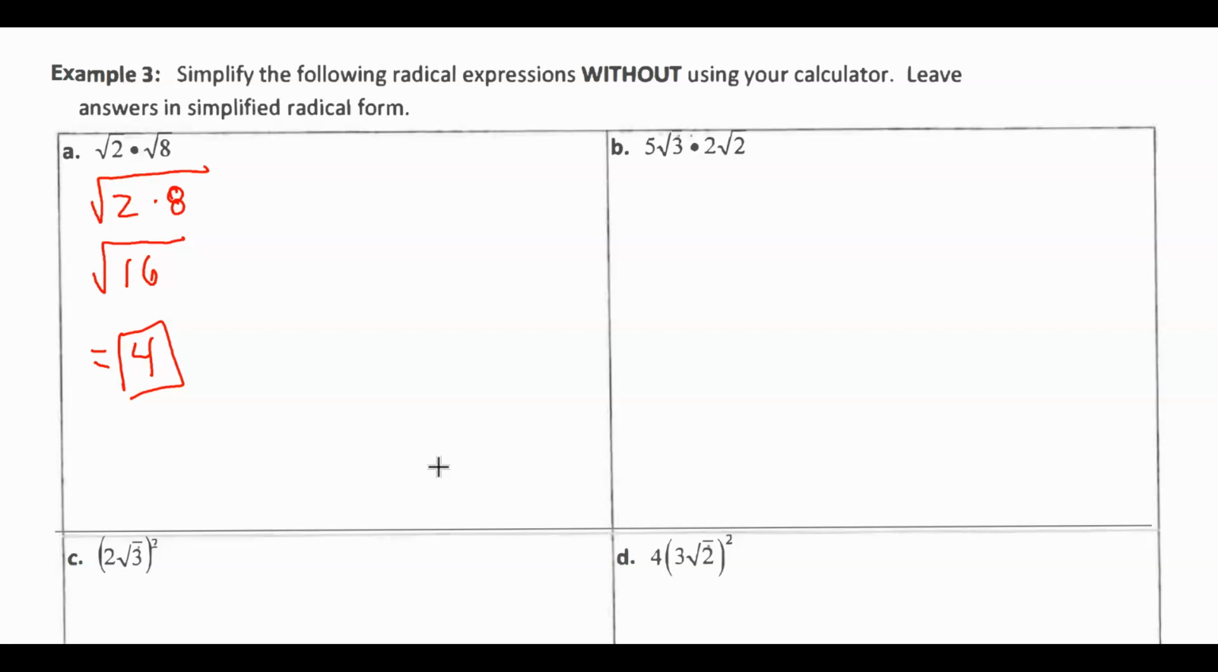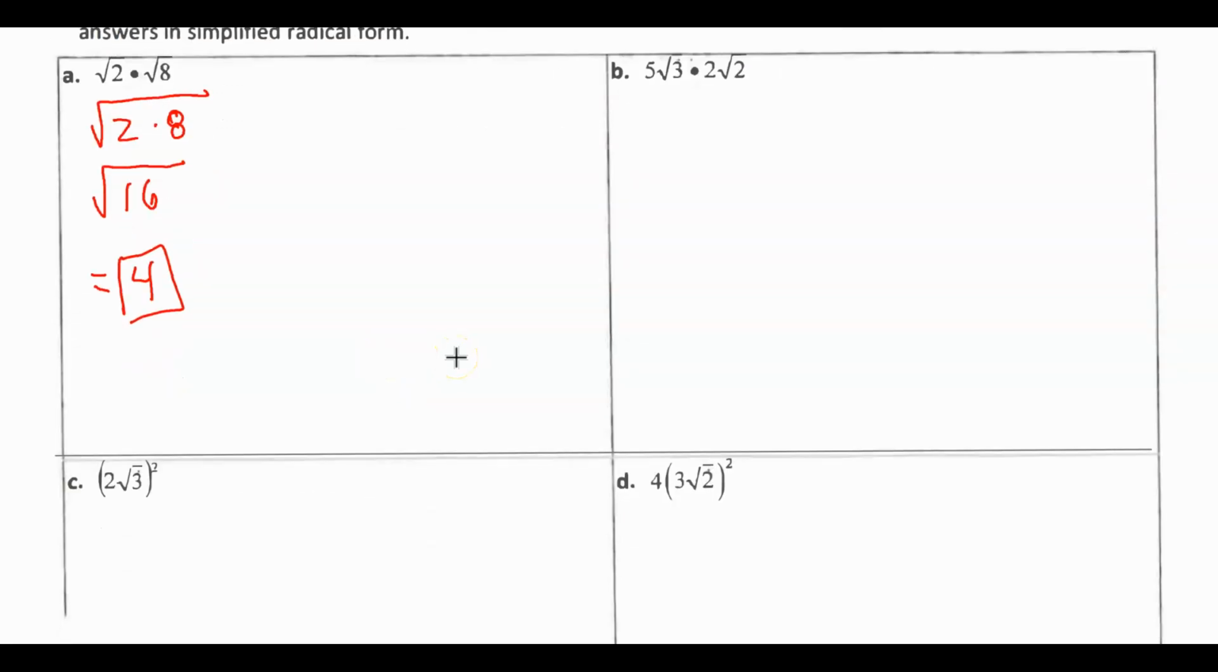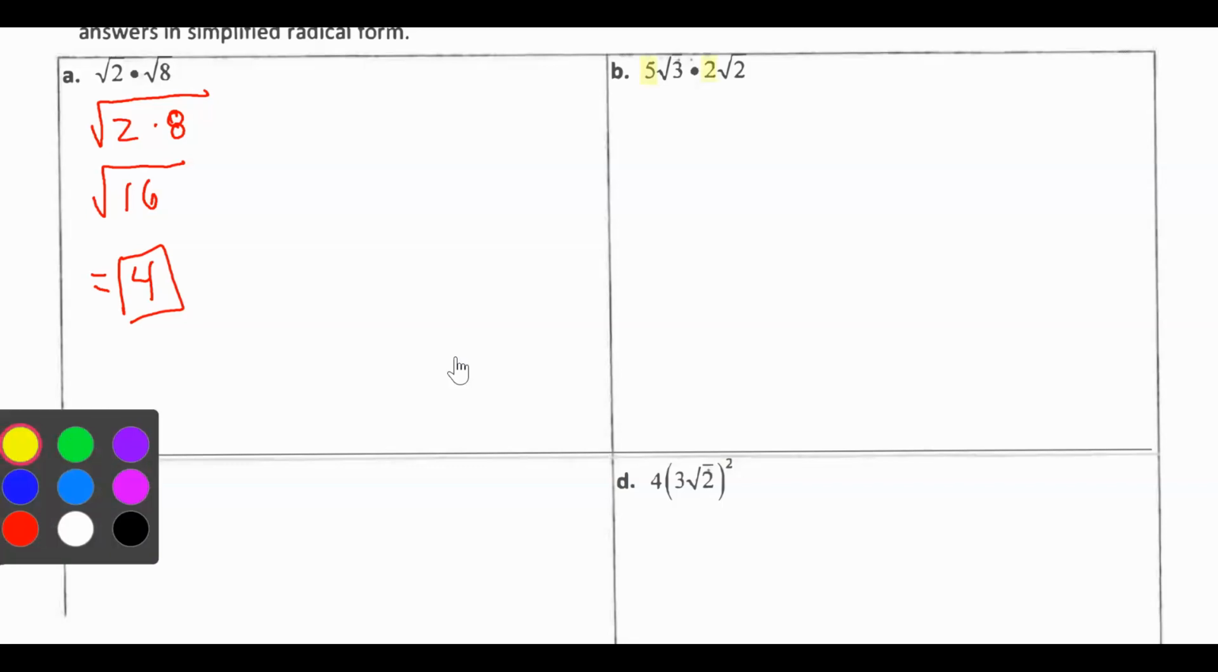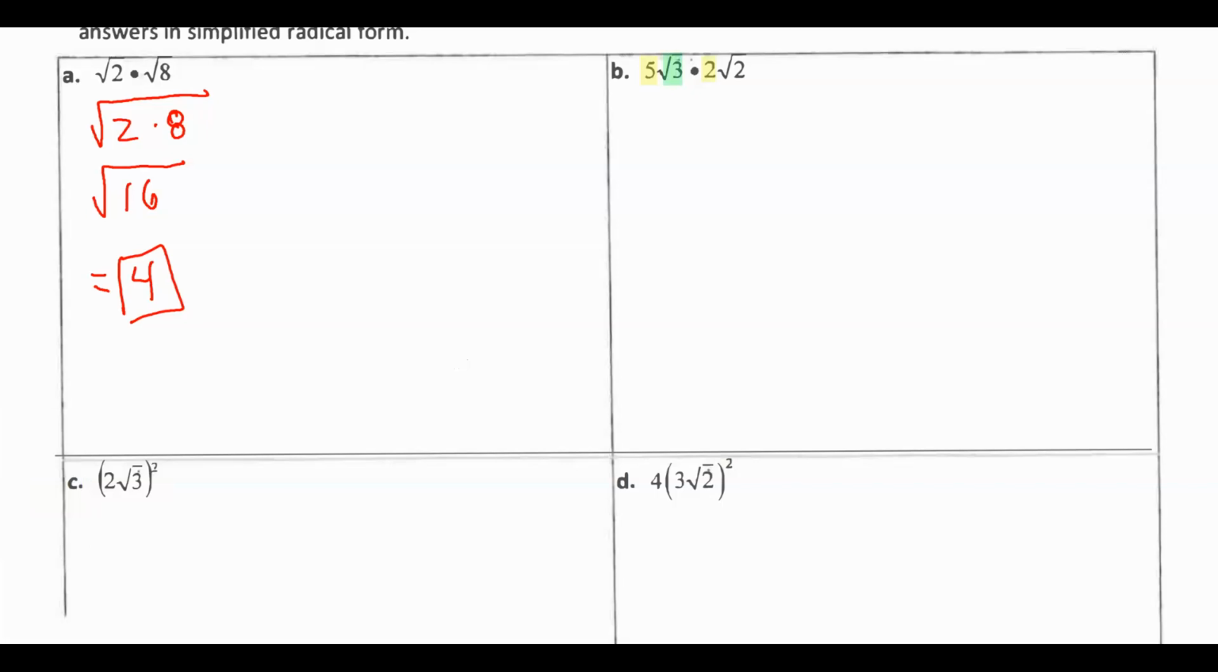Okay, let's take a look at another example. Let's take a look at part B. I'm going to rearrange this. So I'm going to take the two numbers outside, and put those next to each other, and then I'm going to take the two numbers inside and put those next to each other, so that I end up with, and it's all multiplication, 5 times 2 times the square root of 3 times the square root of 2. And I'm going to show all of my steps for this problem. So then I have 5 times 2 is 10. And since these are both under radicals, I can multiply those together. So that's going to be square root of 6.